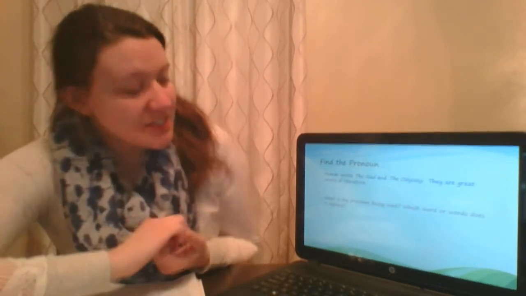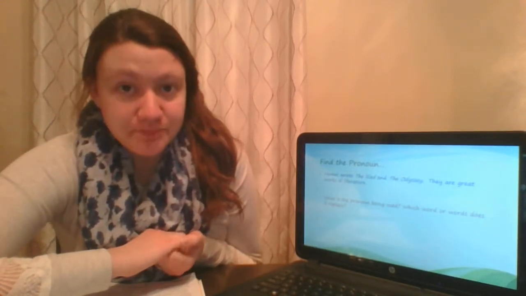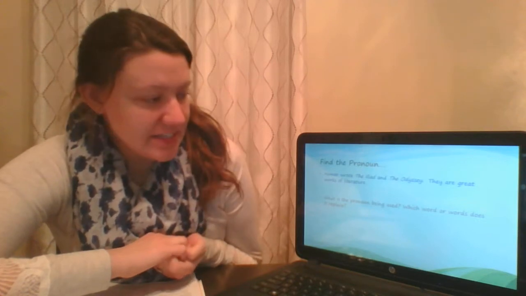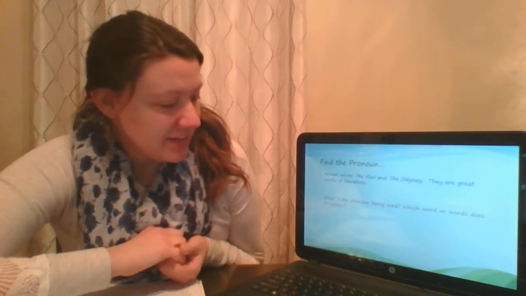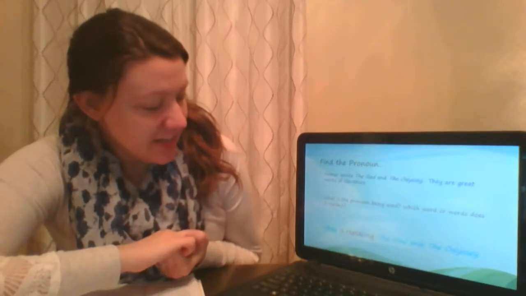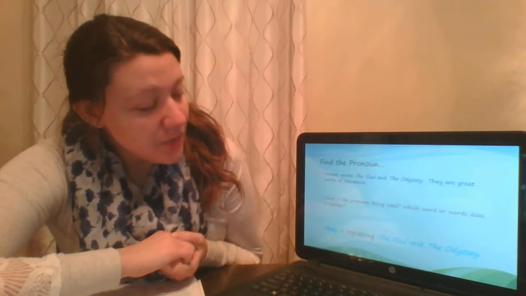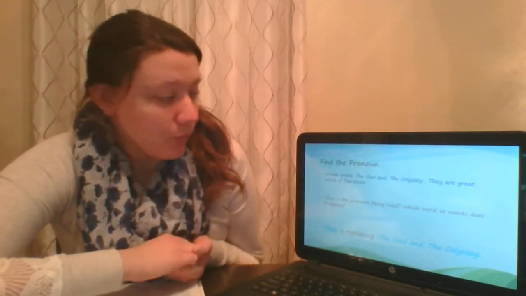So we're going to find the pronoun in this example. It says Homer wrote the Iliad and the Odyssey. They are great works of literature. See if you can find the pronoun in the sentence. And then I also want you to think, what word or words is that pronoun replacing? When you're ready, go ahead and turn to your partner and discuss that. We'll share with the class, and then we'll see what the answer is. They is replacing the Iliad and the Odyssey. So instead of repeating those two titles, the Iliad and the Odyssey, we changed it to they, meaning there's more than one of those works.